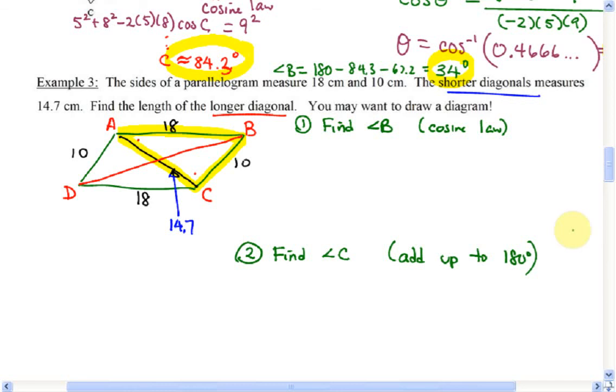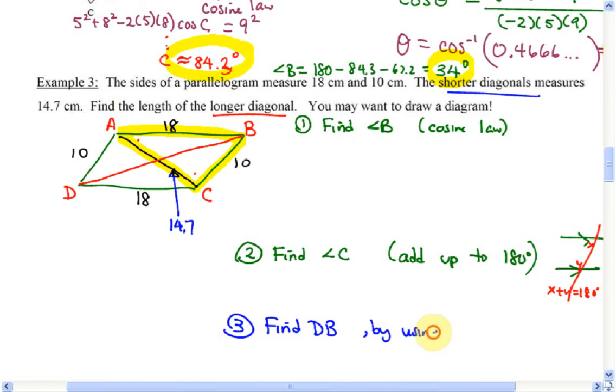Okay, so when you have two parallel lines, and you have a line that cuts through them, this angle plus this angle, x plus y, equals 180. Good. And then how would you find out dB after that? That's right. Use that angle. So find dB by using angle C and cosine law.